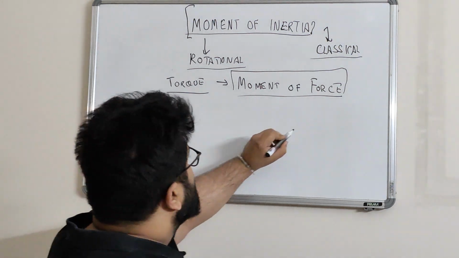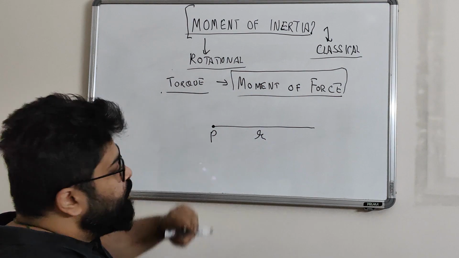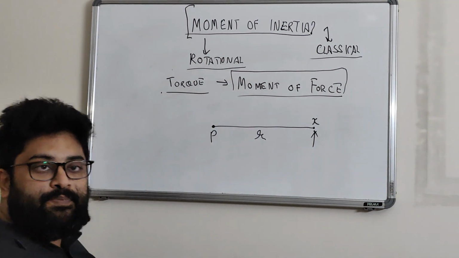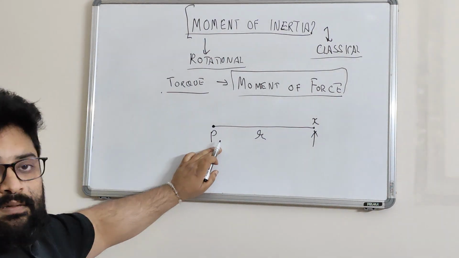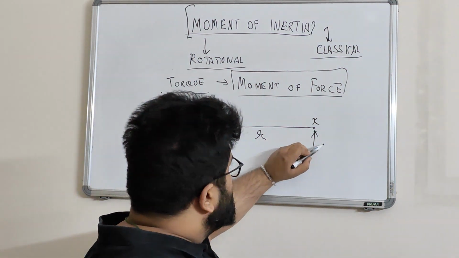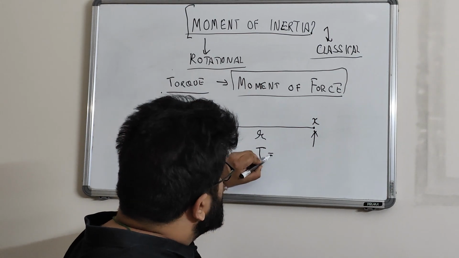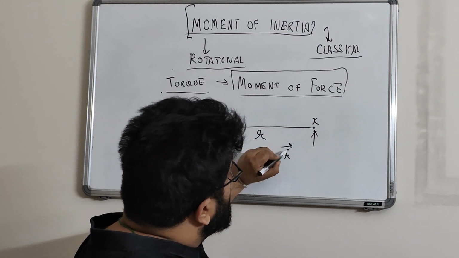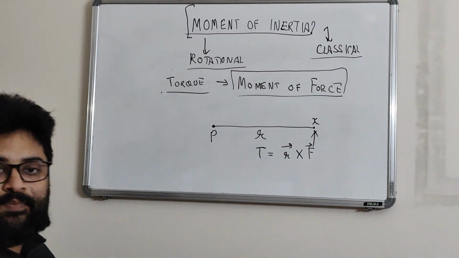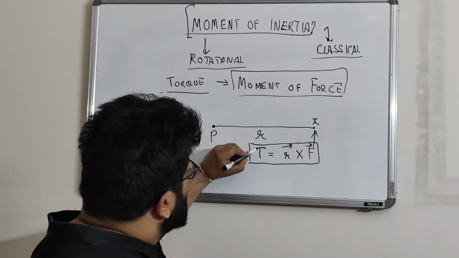If you remember from before, we were talking about a distance, this body right here at point P, and the force acting at X. So this distance, this body and this force. Now this torque becomes equal to the cross product of the distance and the force being provided. This is what is torque.